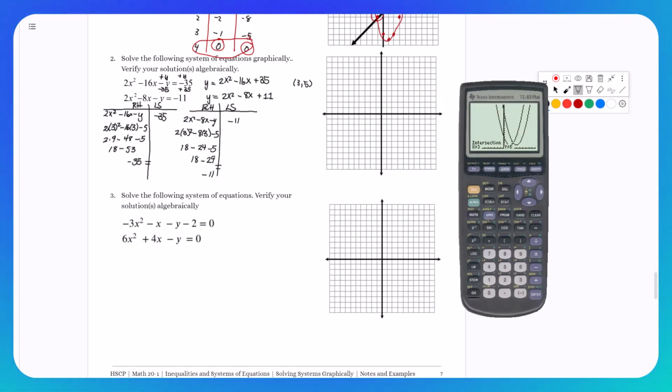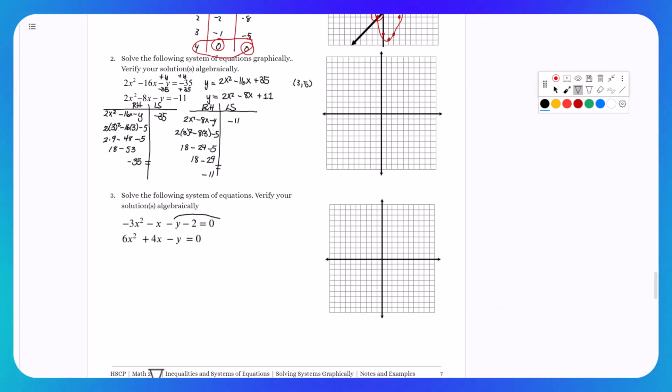So for the next one, same idea. We want to solve the system of equations and verify the solutions algebraically. Okay, so we're going to plug these into our calculator, but the first thing is we have to get that negative y to the other side. Same with this one over here. So we get two equations, which is y equals negative 3x squared minus x minus 2. The other one is y equals 6x squared plus 4x.